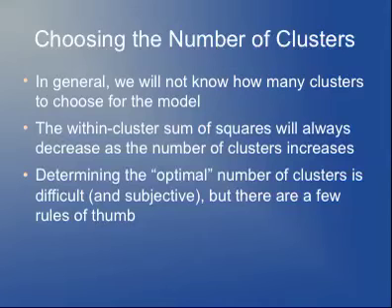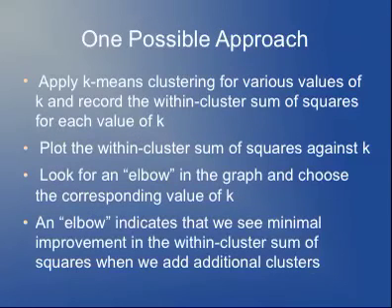Determining the optimal number of clusters is a tricky problem and often quite subjective, but there's some rules of thumb that you can follow. The folklore is sort of like when you do principal components analysis: you can try k-means clustering for a bunch of different values of k, and record the within cluster sum of squares for each possible value of k, and then plot the within cluster sum of squares versus k, and then just look for an elbow in the graph.